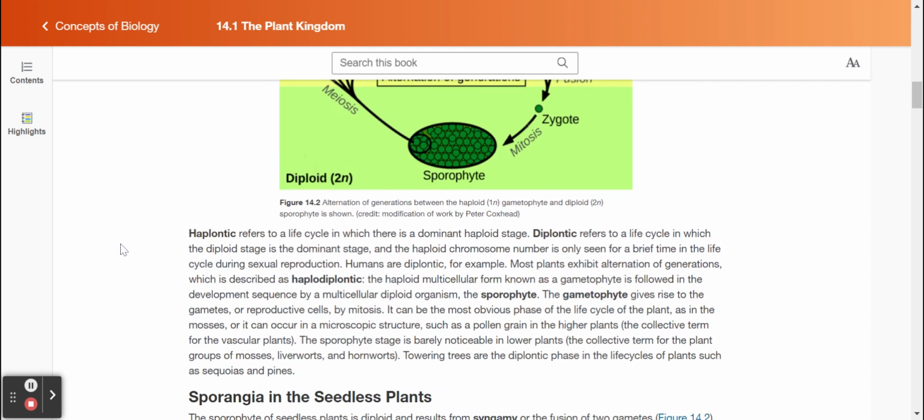Haplontic refers to a life cycle in which there is a dominant haploid stage. Diplontic refers to a life cycle in which the diploid stage is the dominant stage, and the haploid chromosome number is only seen for a brief time in the life cycle during sexual reproduction. Humans are diplontic, for example.